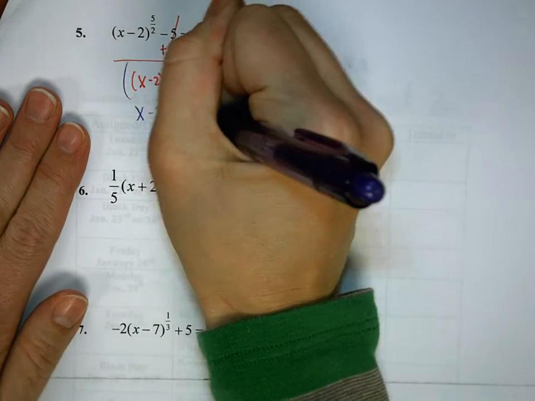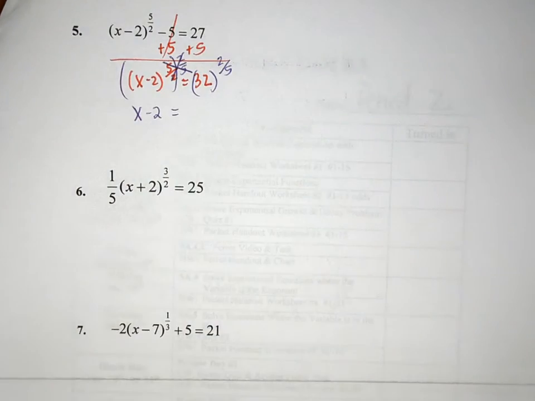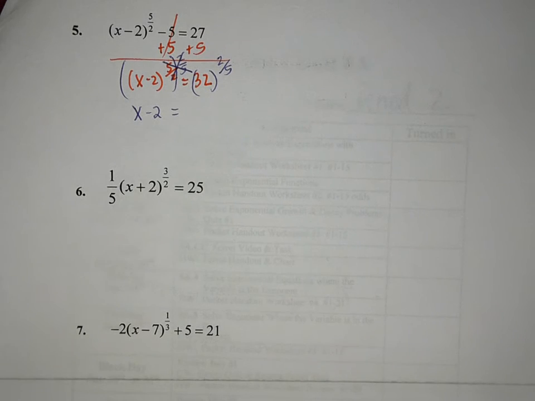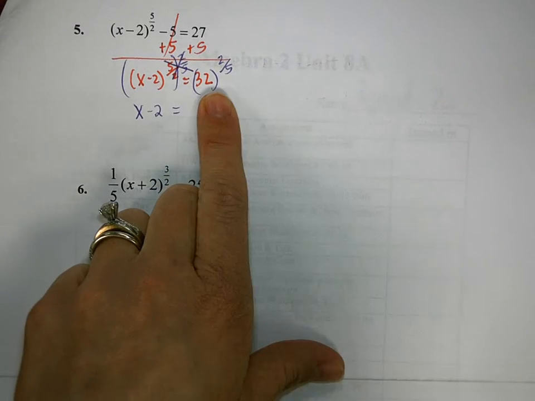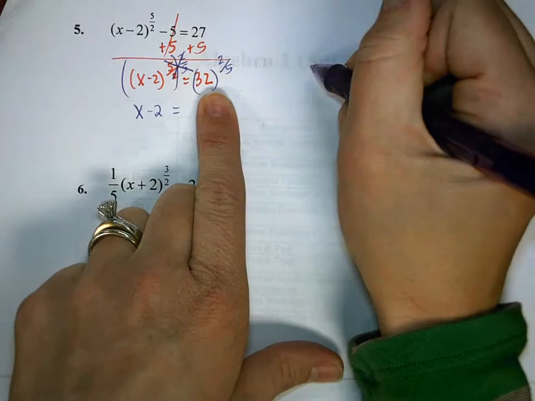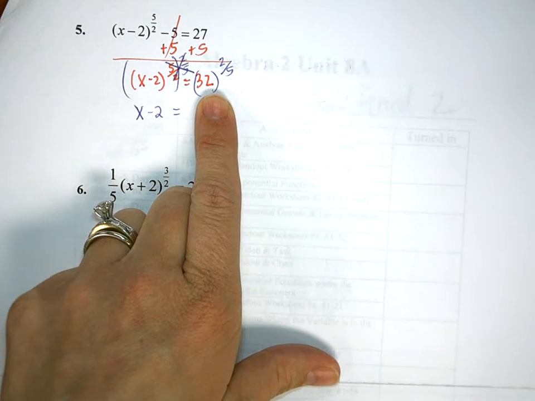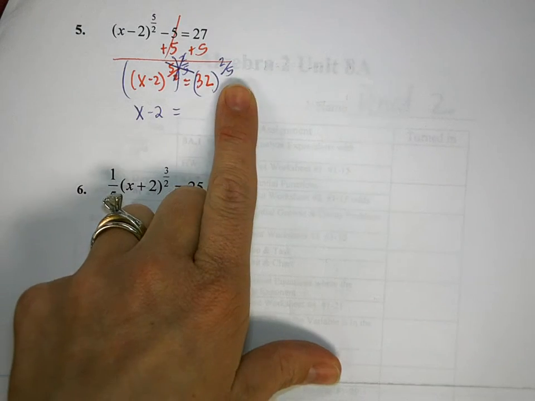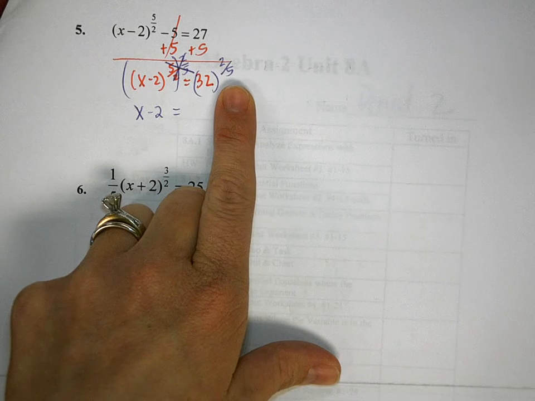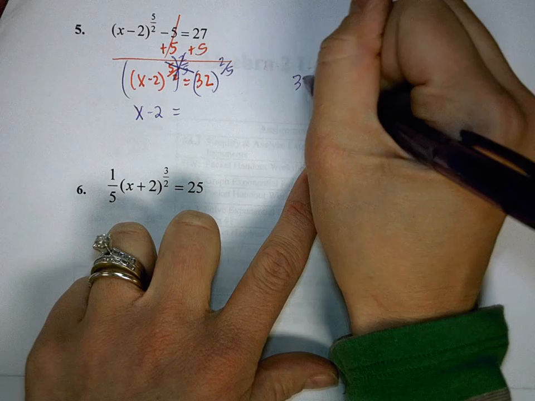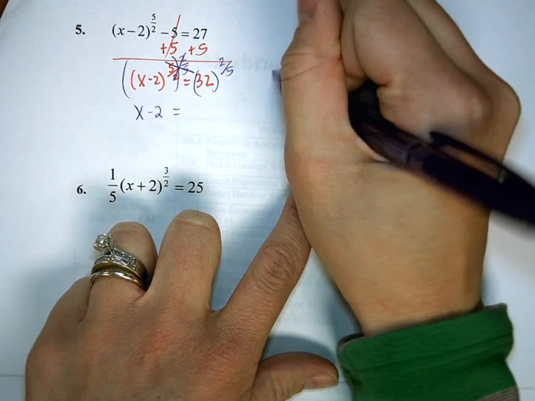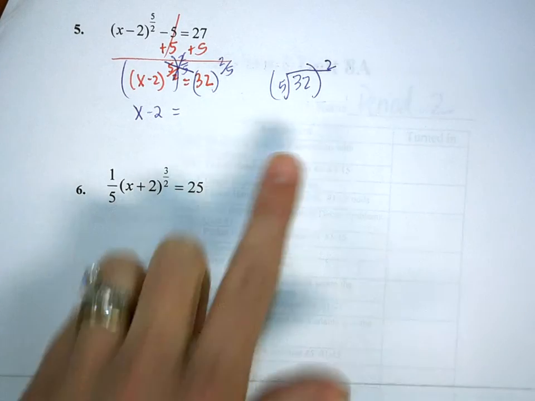So we have x minus 2 equals, and how will I rewrite 32 to the 2/5? Can you tell me how to do it? The bottom number is always your root. So it'd be 32 under the 5th root squared. Good. Please pay attention, okay?